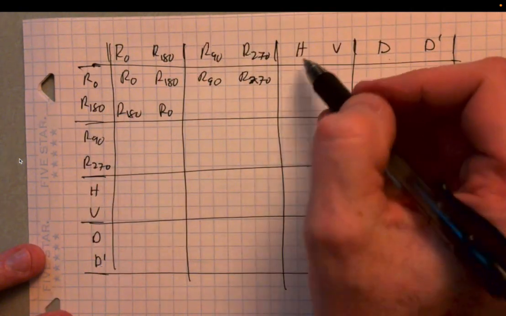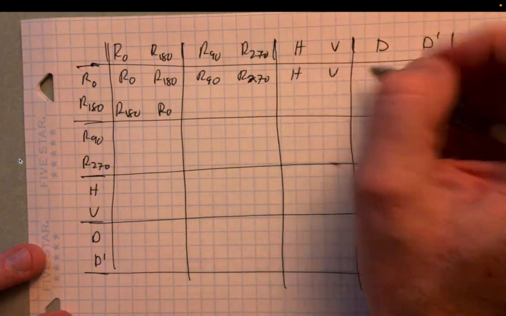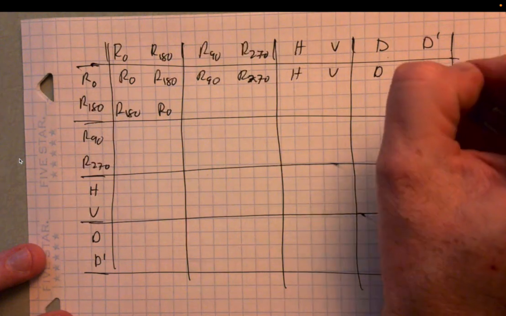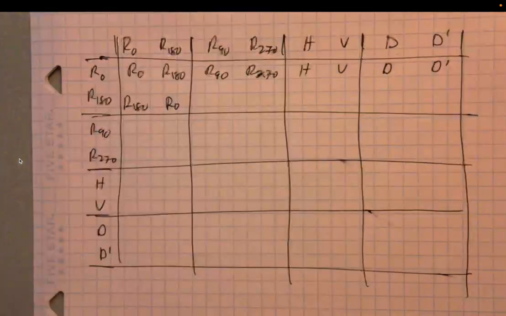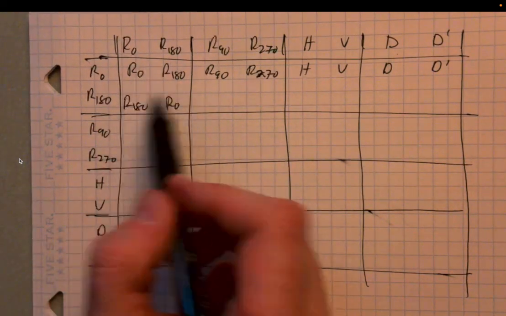What's an R0 and an H? It's an H. What's an R0 and a V? It's a V. What's an R0 and a D? It's a D. R0 and a D prime is a D prime. Just kind of go through it, right? Now you can do it this way, which is fine, but I think what's more interesting and what pulls out the structure here a little bit more is if you do it square by square.